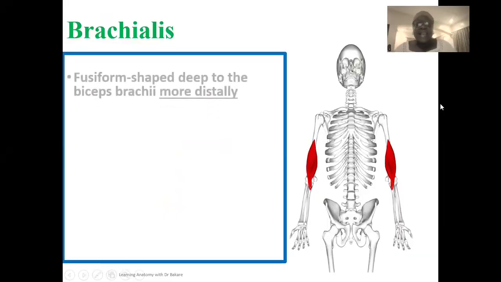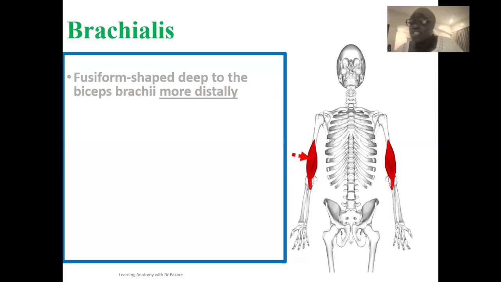The brachialis is a fusiform-shaped muscle that is located deep to the biceps brachii. If you use this image by the side, this is where we have the brachialis here, highlighted in red. The brachialis is seen to be located deep to the biceps brachii muscle. The biceps brachii muscle is a two-headed muscle that is located superficially in the anterior compartment of the arm region.